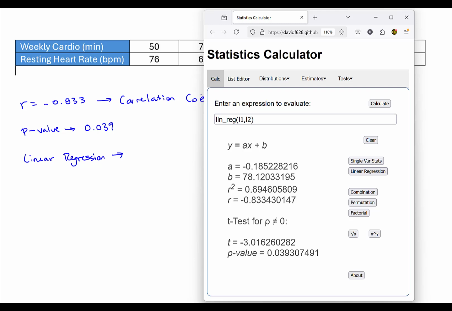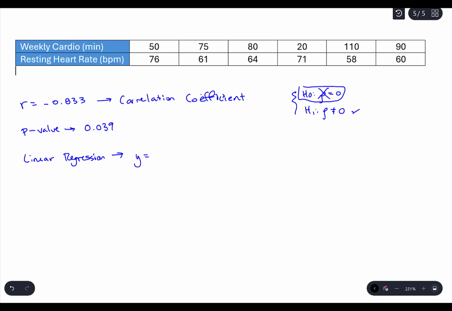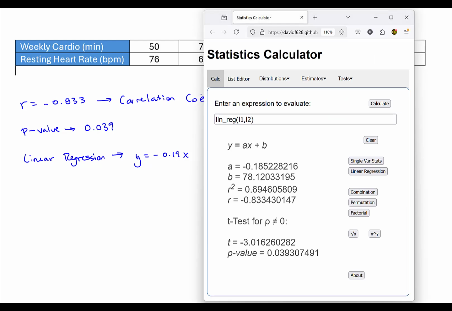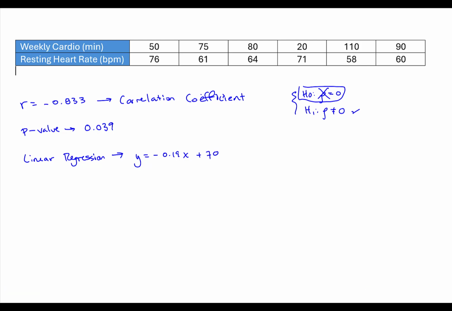So a is negative 0.19, so this would be y equals negative 0.19 times x, and b is 78.12, so plus 78.12. And that right there, that would give us the line of regression. And we could use this to make predictions for other resting heart rates based off of how much weekly cardio somebody's putting in. And that's how we do basic linear regression using the stats calculator.